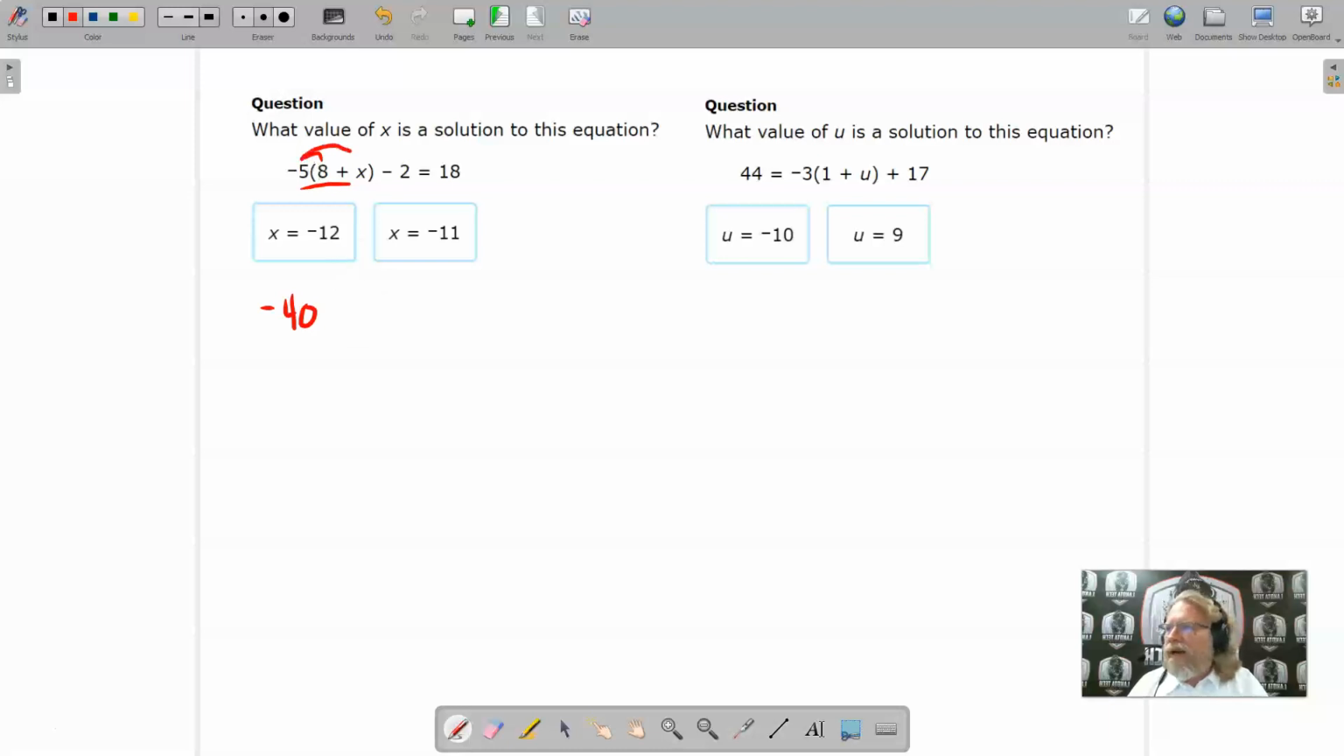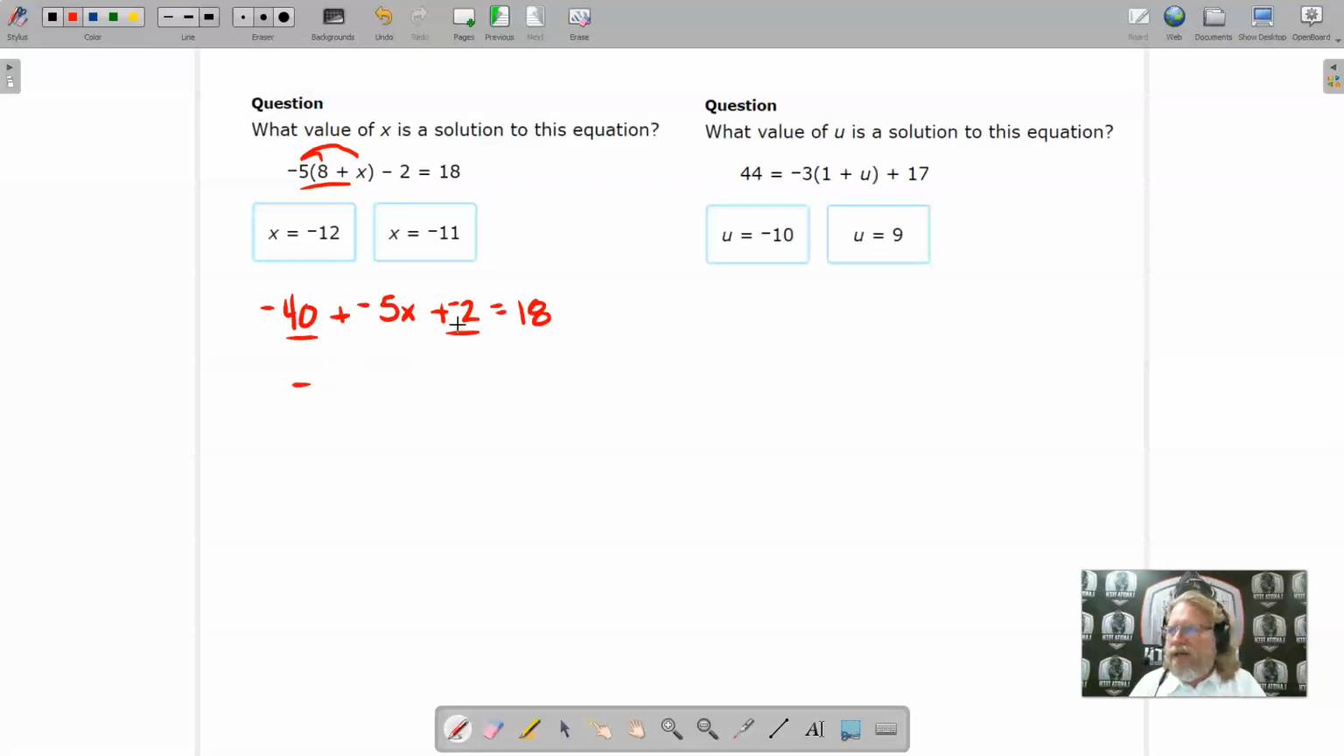And then -5 times positive x is going to be -5x. And notice how I just went ahead and made that addition and made the 5 a negative. And then I have -2 and equals 18. Now I could simplify this a little further. Let's go back to this -2 and make that plus a -2, right? That way everything's addition. You know, Mr. T, I kind of like it that way. So let's go at -40 plus -2. Well, we're adding two negative numbers together, so you guessed it, it's going to be more negative.